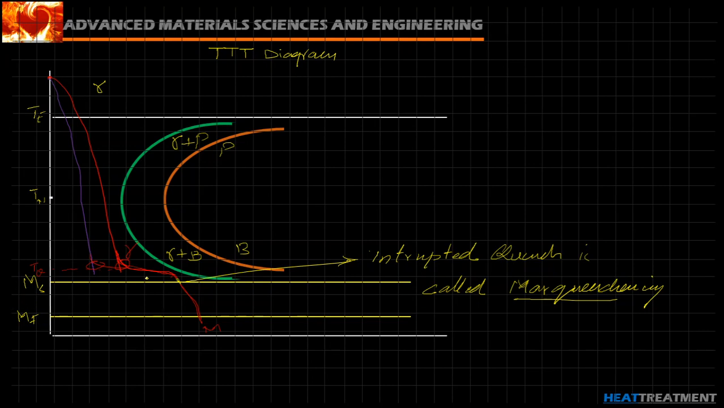And once the temperature is held at this level for a certain period of time, after that further cooling is performed to transform it to martensite. So the problem of residual stresses and the quench cracks is removed by this heat treatment process known as mar quenching.